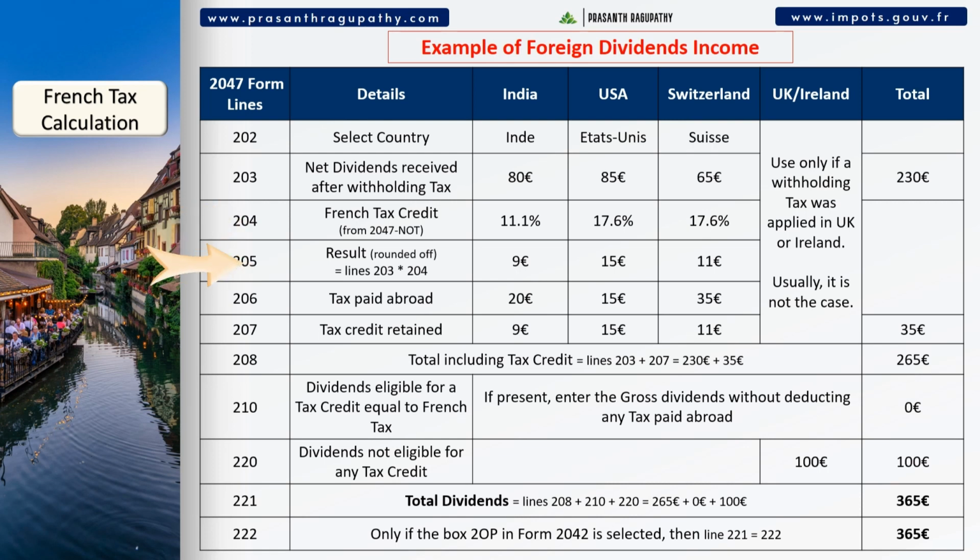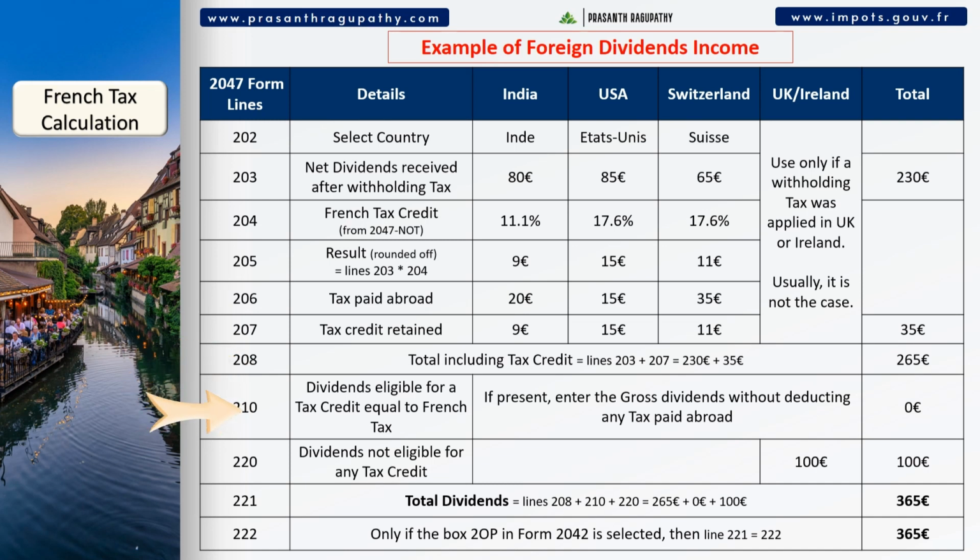Next in the line 205, enter the value obtained by multiplying lines 203 and 204. Then in line 206, enter the withholding tax paid abroad. Next in line 207, enter the smaller number from lines 205 and 206. Then add the lines 203 to 207 and enter the result in line 208.